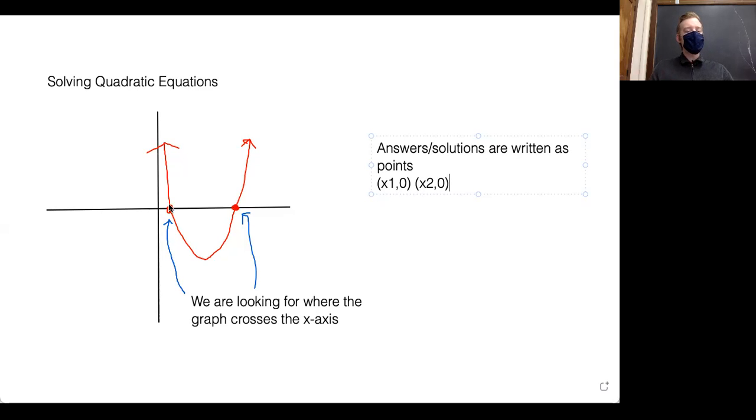So we see here that this problem has 2 solutions. Not every problem has 2 solutions. It's possible that we could have a different number of solutions depending on the problem.